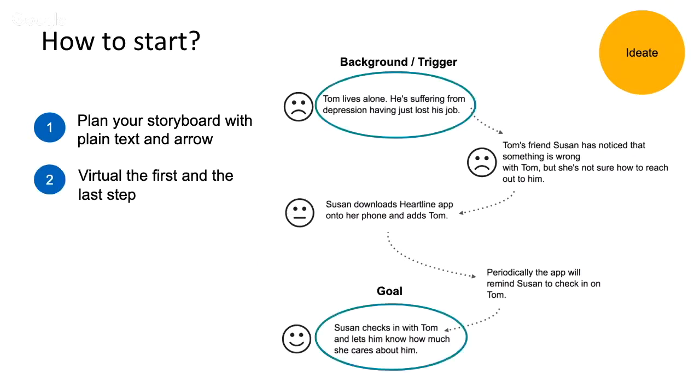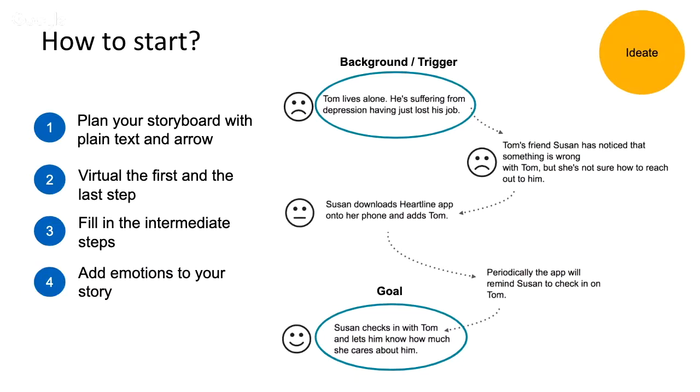Next, visualize the first and the last step. This is very helpful. Think about the first scene and the last scene, the intention and then the ultimate goal, because doing so will allow you to fill in the intermediate steps in between. So you think about the first scene and the last scene, then you slowly fill out the intermediate steps in between. That's the workflow.